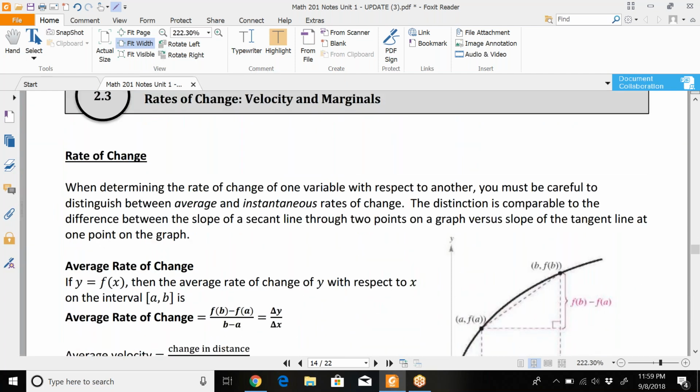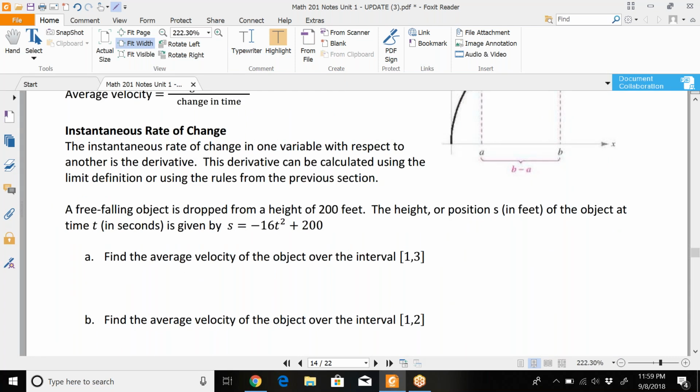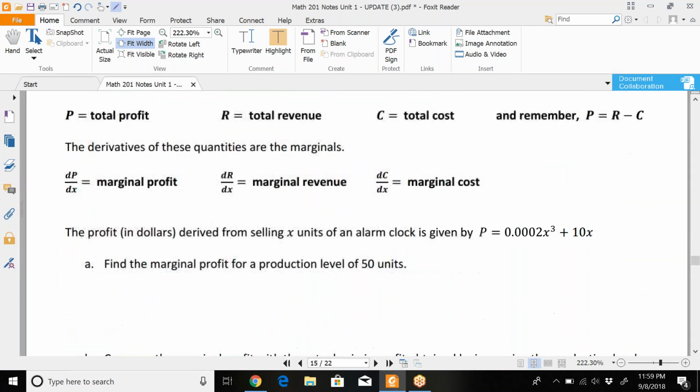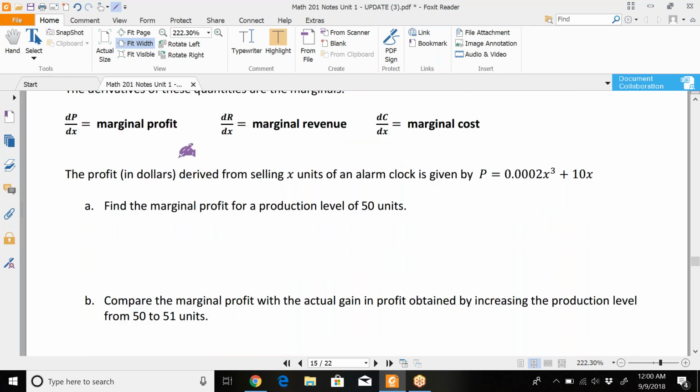In 2.3, I believe we skipped over a couple examples on the marginal page. So we did not do this very first one. The profit in dollars derived from selling x units of an alarm clock is given by P equals 0.0002x to the third plus 10x. Find the marginal profit. That means we're finding the derivative.